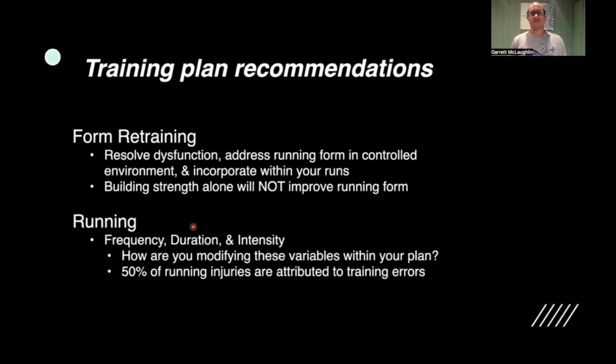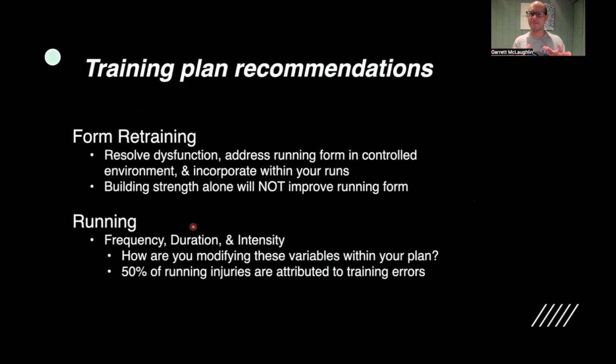Now, when it comes to your training plan specifically, there's a couple different things you need to think about. When we want to retrain form, right? We've done some type of 3D running analysis that Dr. Deming provides. Starting simple and really resolving that dysfunction first. I think it becomes very challenging for people if we say, here, this is how you run. I want you to do this.